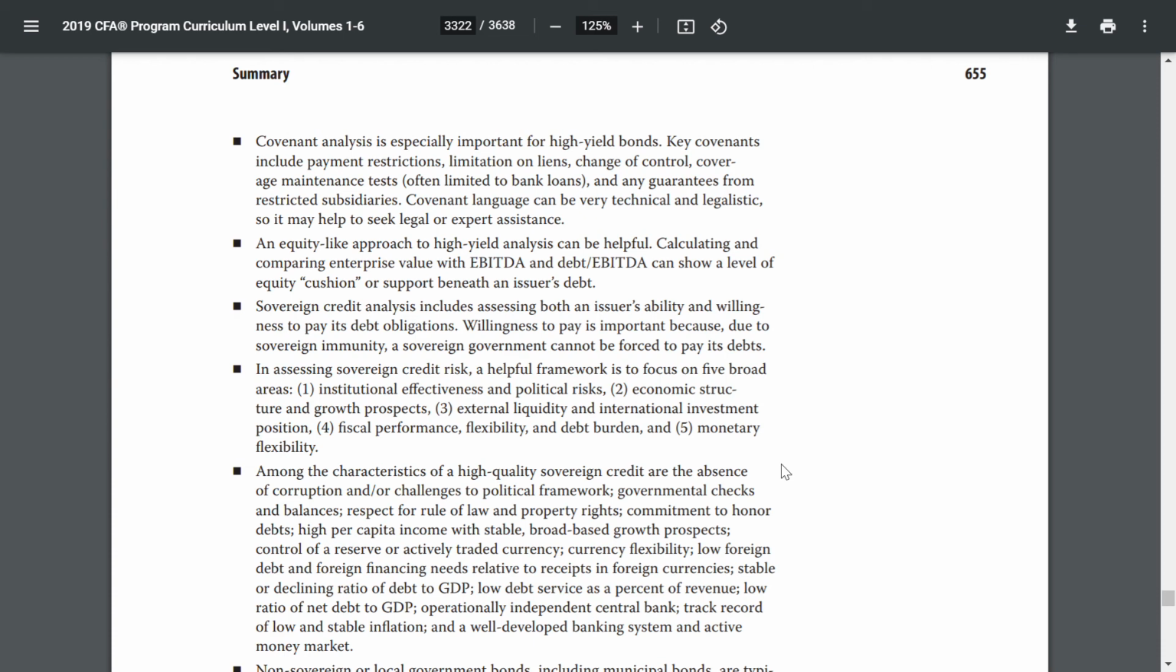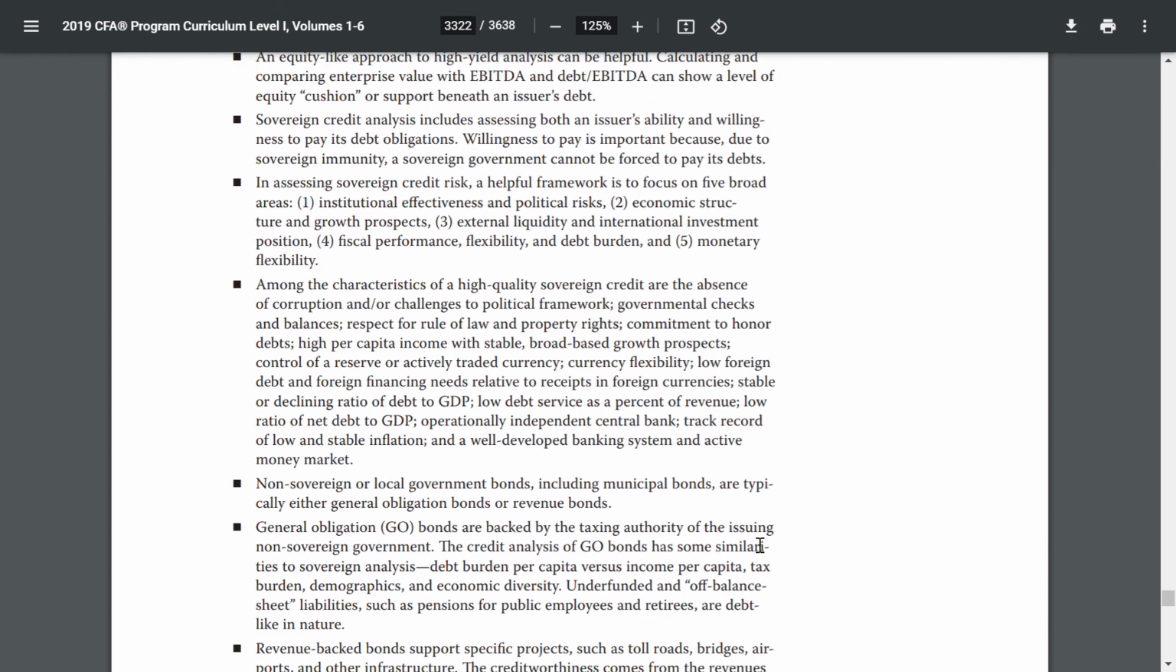In assessing sovereign credit risk, it's a helpful framework. It's a focus on 5 broad areas: the institutional effectiveness, political risk, economic structure, and growth prospects.